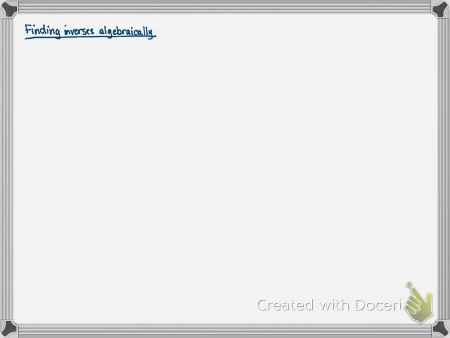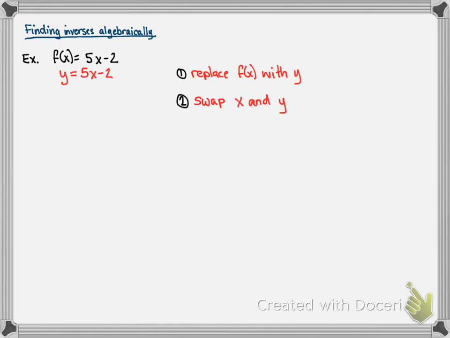Let's find inverses algebraically. For example, f of x equals 5x minus 2. To find its inverse, first, replace f of x with y. So we simply get y equals 5x minus 2. If our original equation doesn't have an f of x and starts with y, we would skip this step. The next step, swap x and y. So where y is, we'll put x, and where x is, we'll put y. That gives us x equals 5y minus 2.